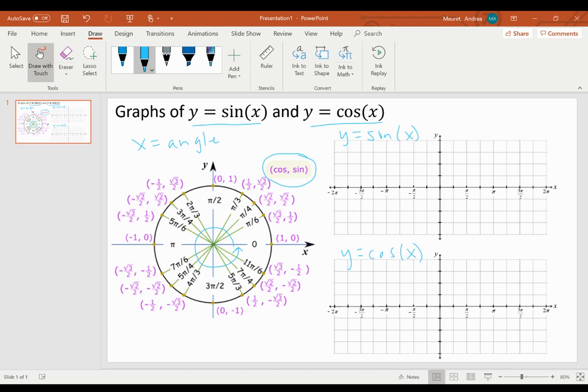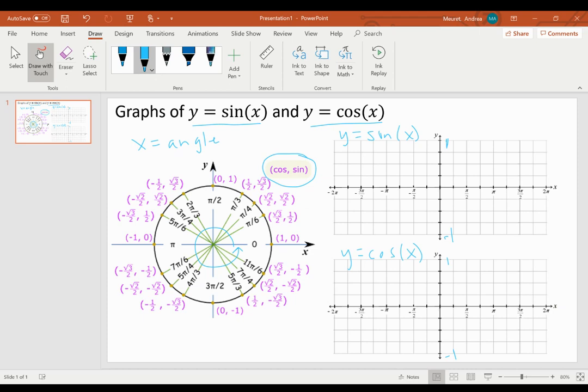So I notice that on the unit circle, the largest value is positive 1, and the smallest value is negative 1. So I'm going to say that this is equal to 1 here and negative 1 down here. So let's label my axes, 1 and negative 1.